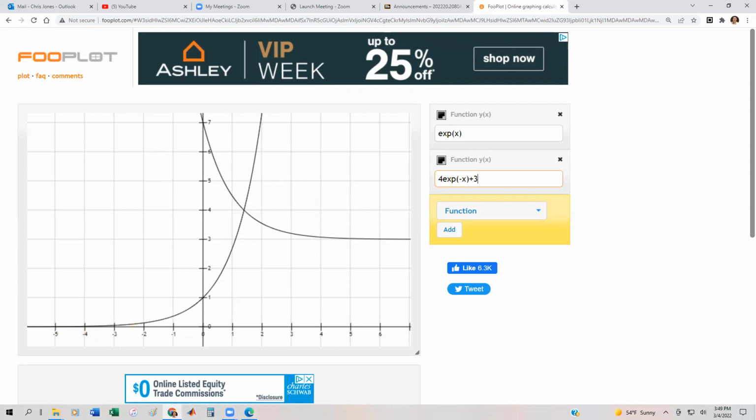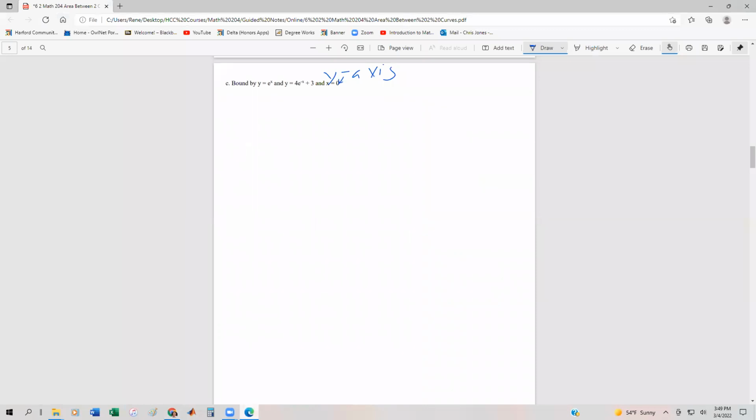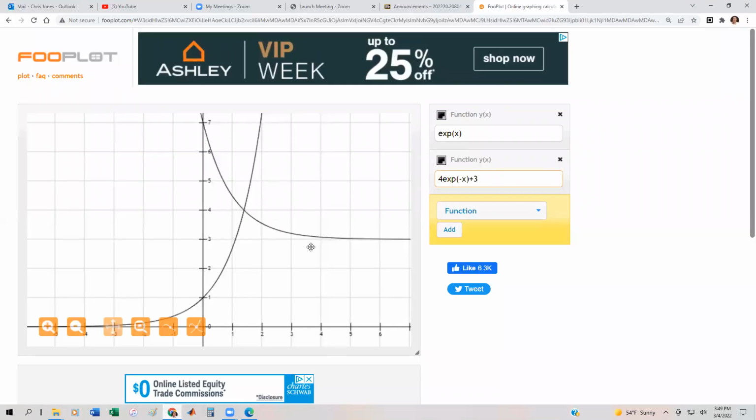But anyway, if we sketch the graph as best as we can on our plane, then we know what e to the x looks like. It looks like this. And then 4e to the negative x plus 3 is going to look something like this. And this is the area that we're looking for. We know that the point falls somewhere between 1 and 2. This is just a really rudimentary sketch. However, if we look at this sketch, it's much more accurate.